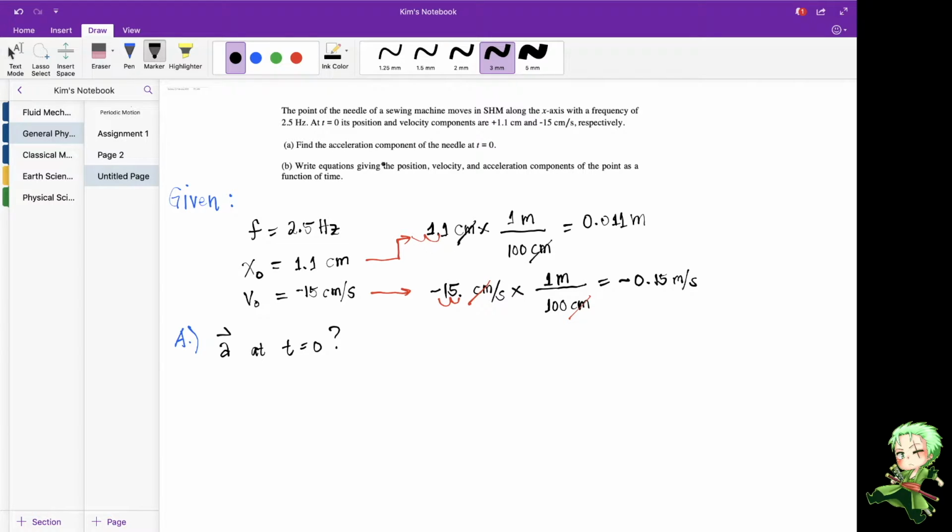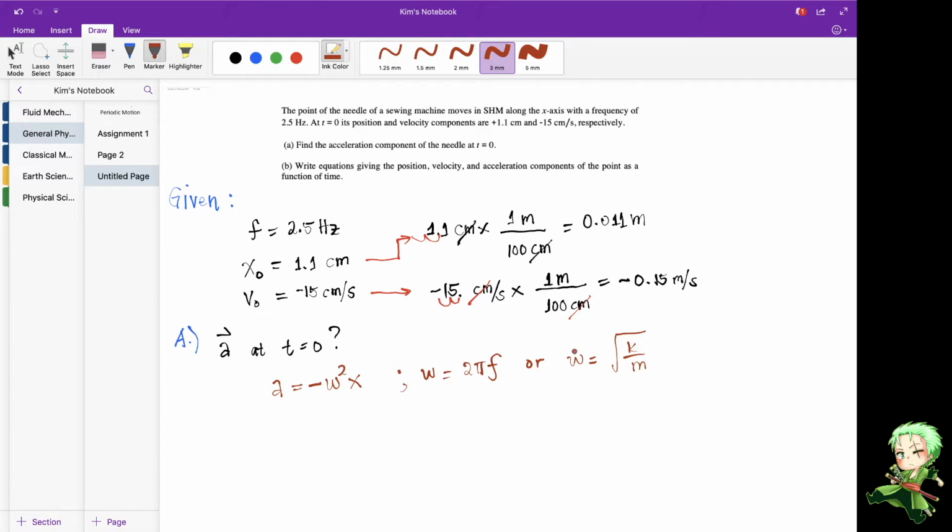If you remember in our previous class, we have derived an expression for acceleration, and it's given by this expression here: the acceleration in simple harmonic motion is just negative omega squared multiplied by x. And it's always repeated in our class that omega is simply 2 pi f, or another form, omega is equal to the square root of k over m.